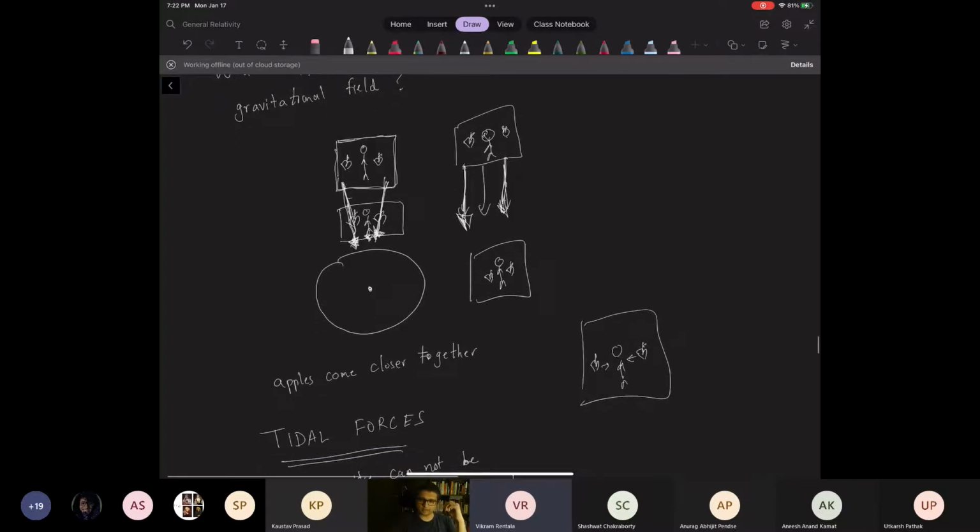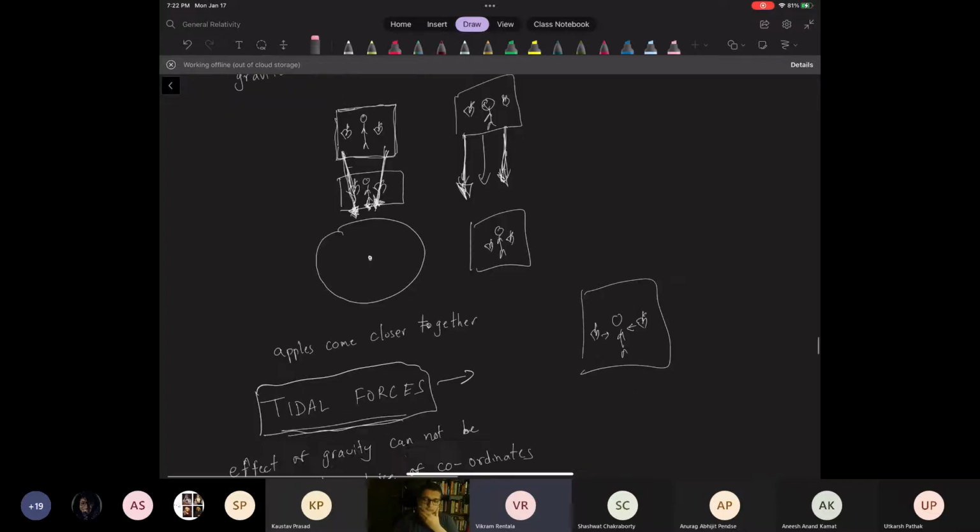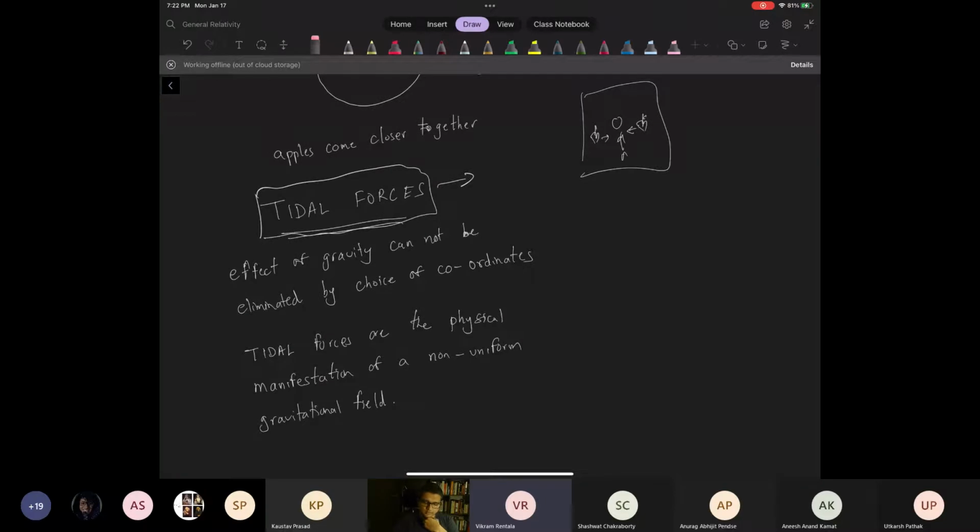Now this kind of effect is called a tidal force. I'll explain what I mean by tidal forces, but this kind of effect is called a tidal force. This is an effect of gravity which is real in the sense that you cannot eliminate this force by going to a coordinate system which is non-linear or accelerated. This force will somehow show up in some way. These tidal forces are real, they're physical manifestations of what you will see. These tidal forces are like the physical manifestation of a non-uniform gravitational field. So there is a physical effect of gravity. It's not just due to a change of coordinate system.